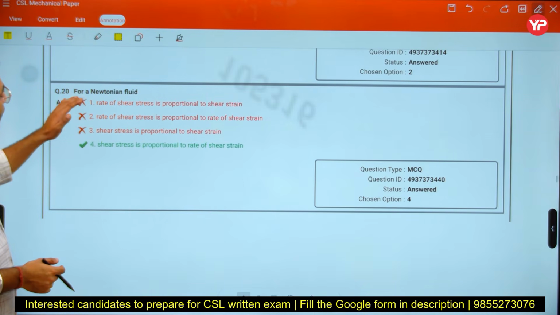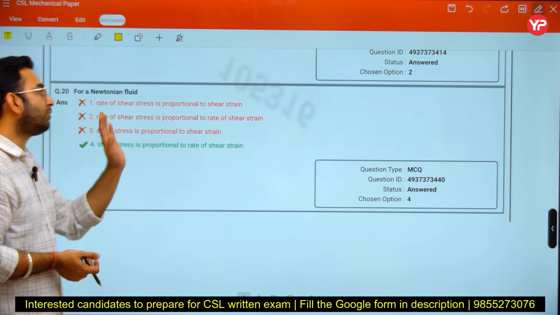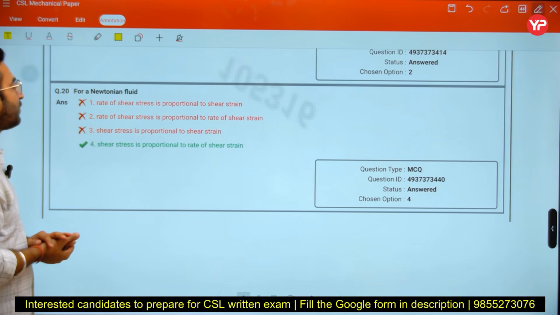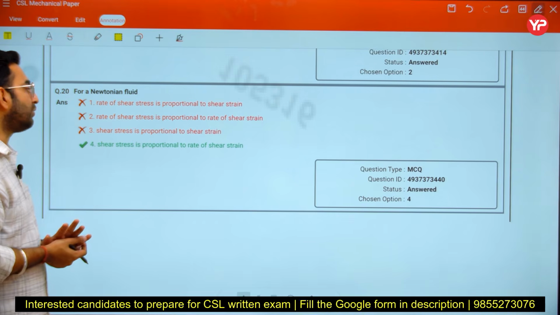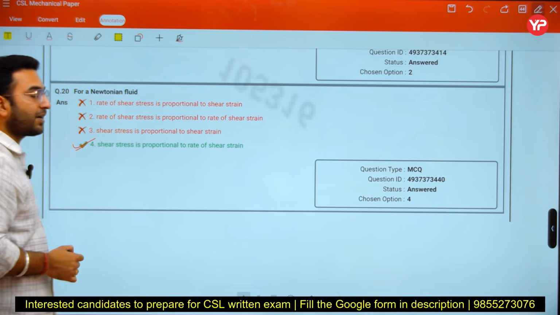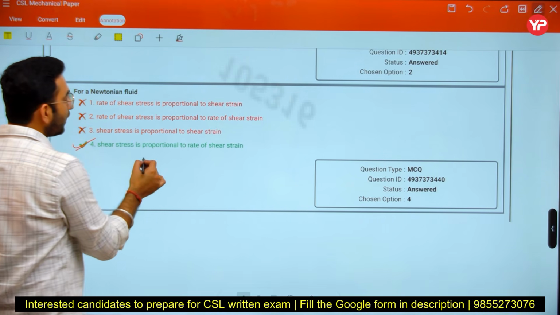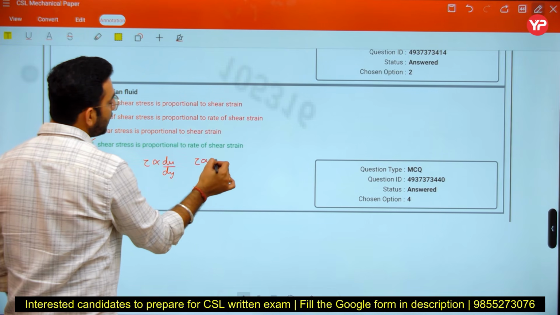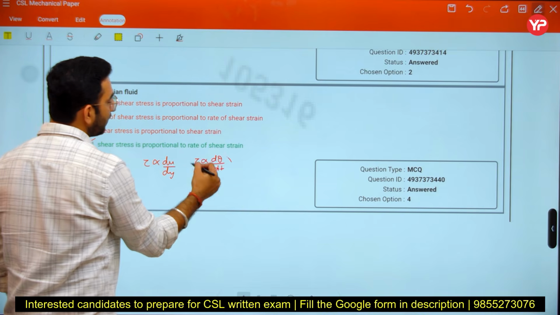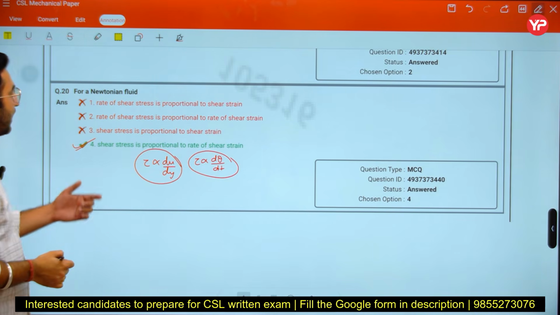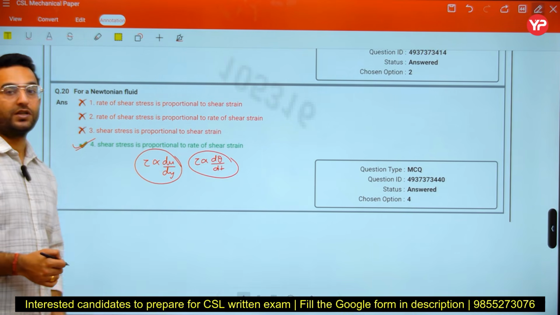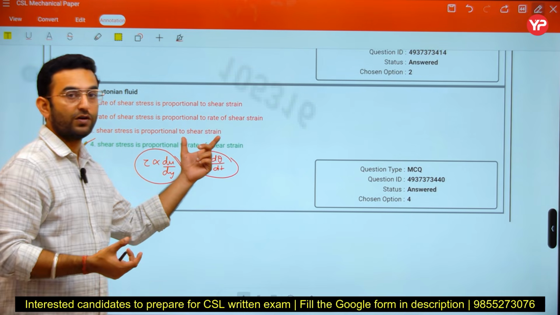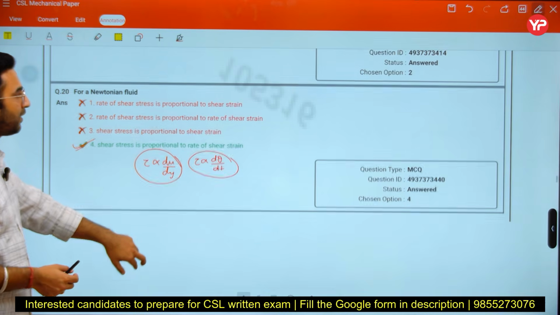Next, for a Newtonian fluid, the options are: rate of shear stress is proportional to the shear strain; rate of shear stress is proportional to the rate of shear strain; shear stress is proportional to shear strain; shear stress is proportional to the rate of shear strain. So option number D is the correct answer here. For a Newtonian fluid, we know that tau is directly proportional to the velocity gradient du by dy, or I can write tau is directly proportional to the rate of angular deformation. So the shear stress is proportional to the rate of shear strain. But if we talk about a solid body, in that case the shear stress is directly proportional to the shear strain. Just remember that part.